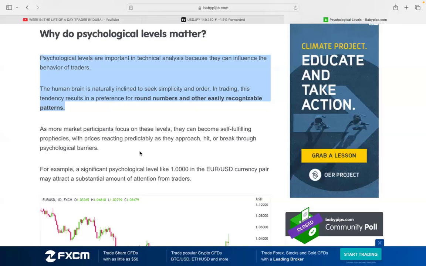As more market participants focus on these levels, they can become a self-fulfilling prophecy, meaning that everybody is focused on these levels, so these levels will work. Do you understand? I've tried it myself and I've seen it work. So you have to be plotting these levels as your significant support and resistance zones, because they will help you from plotting your support and resistance levels carelessly, just anyhow.